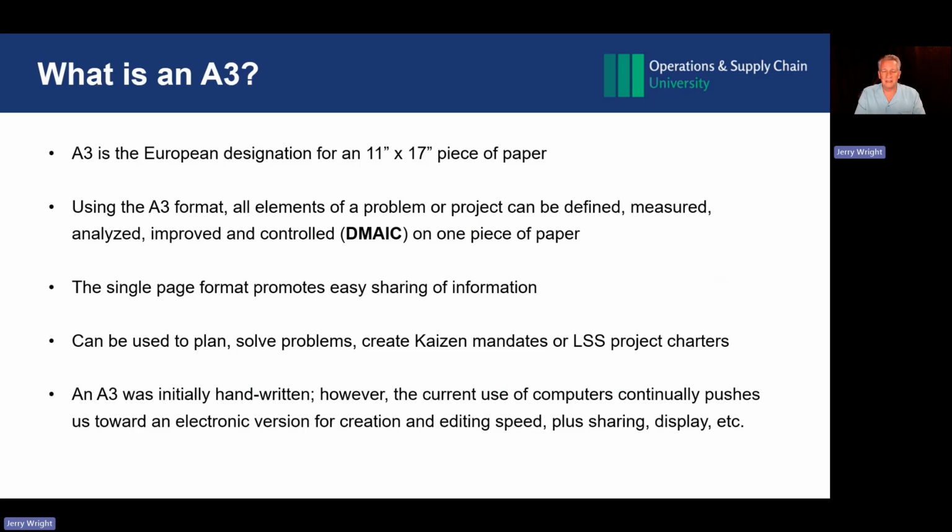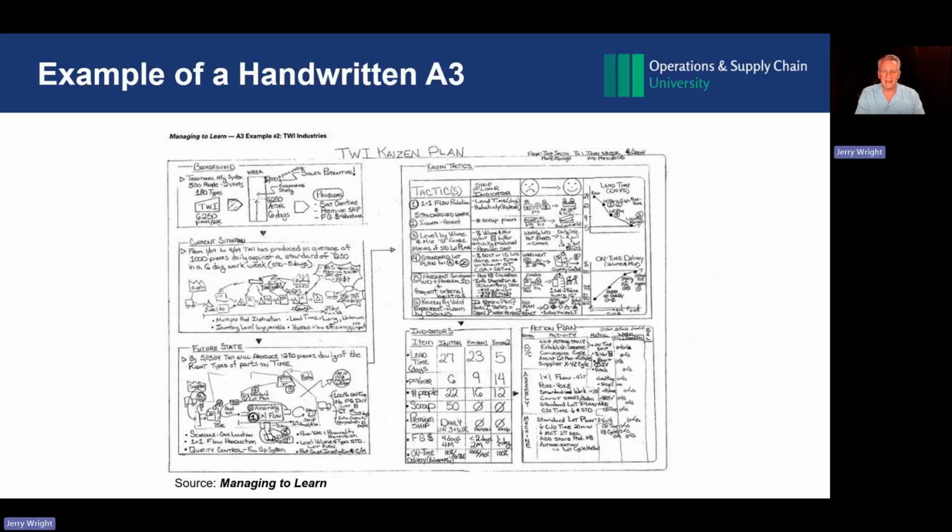And A3 was initially handwritten. That's how it started. Handwritten forms. That's why they had the big piece of paper. However, the current use of computers continually pushes us towards an electronic version for creation, editing speed, plus sharing and display. Now, from Managing to Learn, this is an example of a handwritten TWI Kaizen plan. We'll talk more about Managing to Learn from John Shook in his book at the recommended reading and resources section of this course.